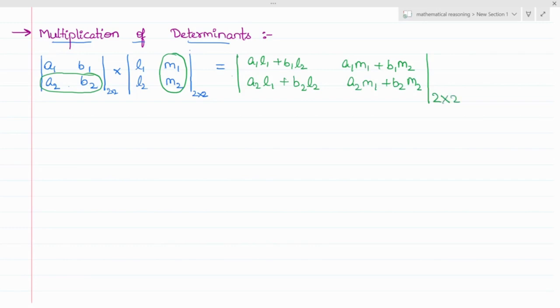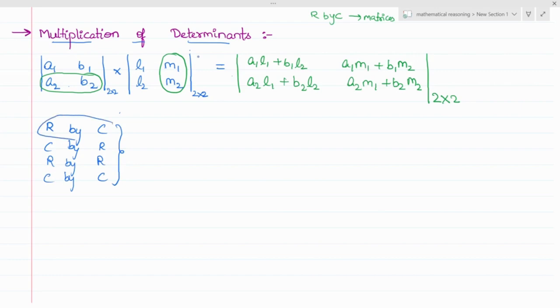Now, in the multiplication of matrices, we used just the row by column approach. But here you are allowed to use any approach: either row by column, row by row, or column by column. You are allowed to use any one of these approaches, but most commonly we will use row by column because we have already learned it in the matrices chapter, so that we are not confused. Why can we use these three approaches? Well, the final answer won't change.